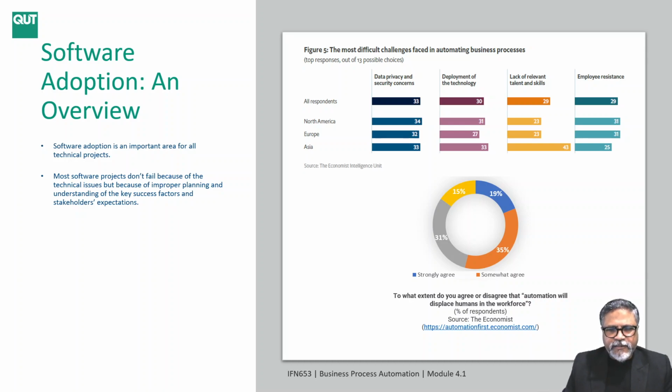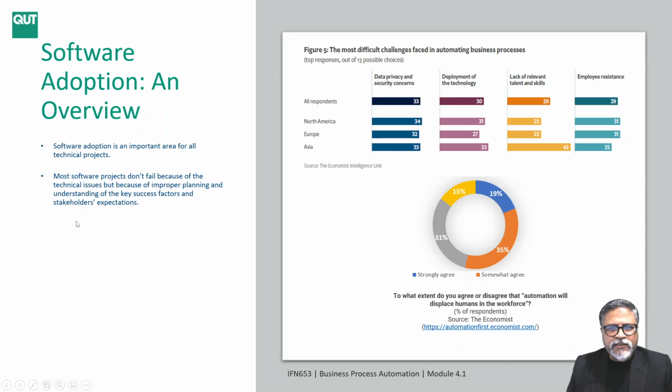Most software projects don't fail because of the technical issues. Gartner in 1995 ran a survey called the Chaos Survey. That was about 70% failure, and again in 2006 it remained 70%. In 2016, the third Chaos report also shows the software project failure remains the same. So projects don't fail because of technical issues, but if they fail, the common outcome of the three surveys in the last 3 decades is improper planning and understanding of the key success factors and stakeholders' expectations.